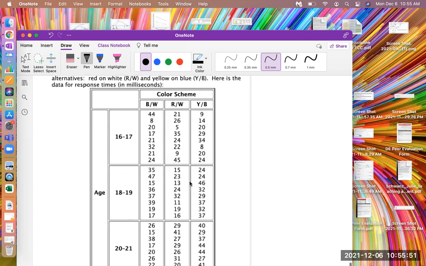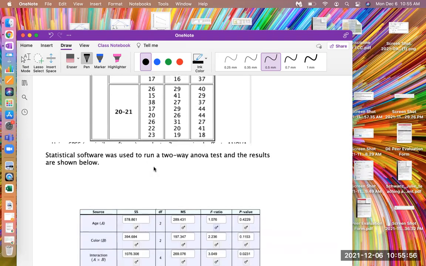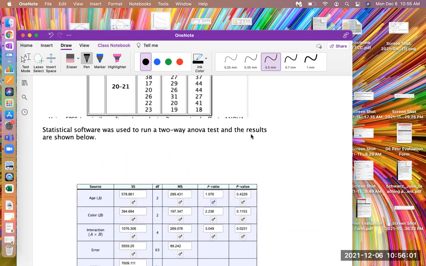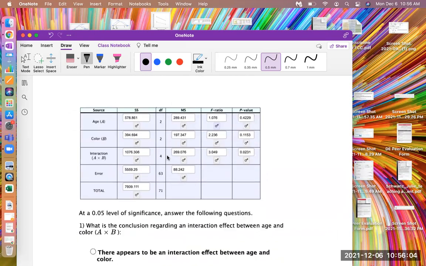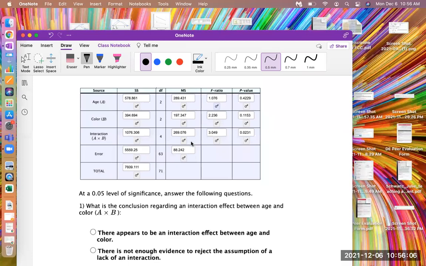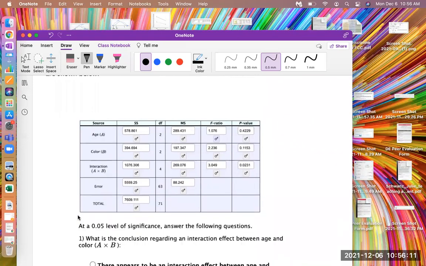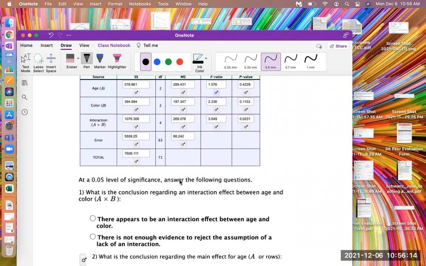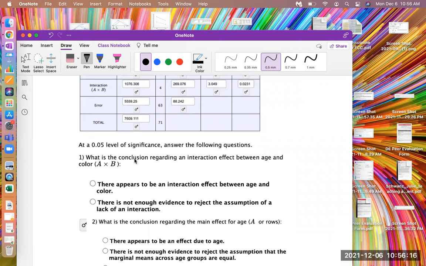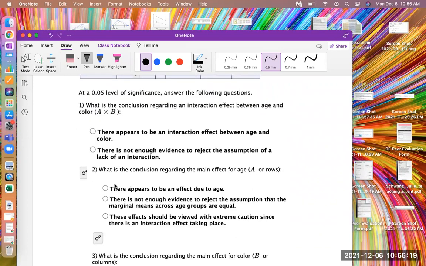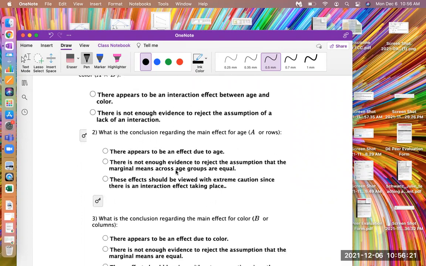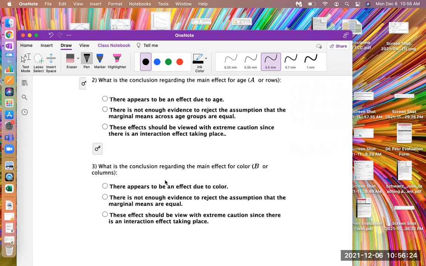So they give us this chart table, and then they say statistical software was used to run a two-way ANOVA test, and the results are shown below. So we have this table, and they say at the 0.5 level of significance, answer the following questions. And they ask, what is the conclusion regarding interaction effect? What is the conclusion regarding main effects? And what is the conclusion regarding the effect for color?